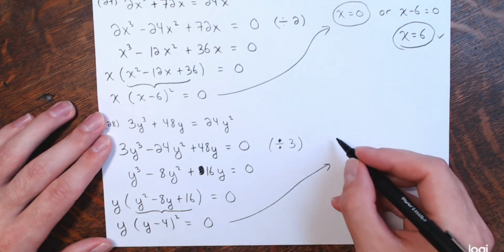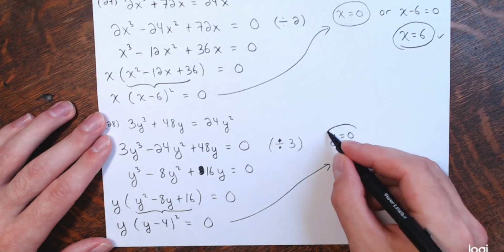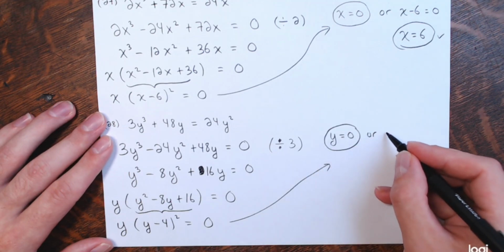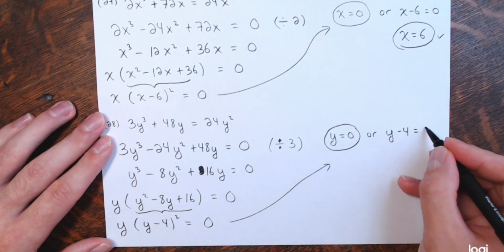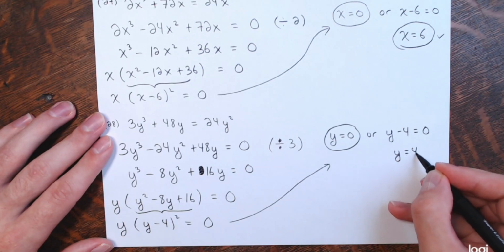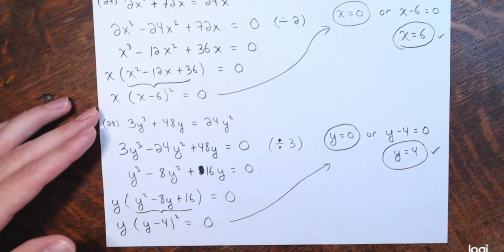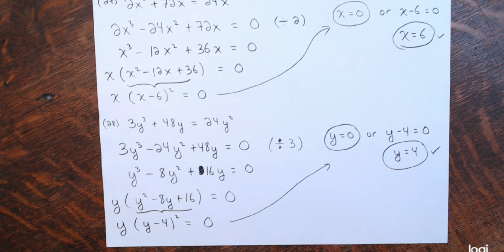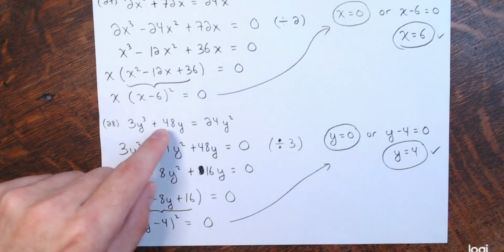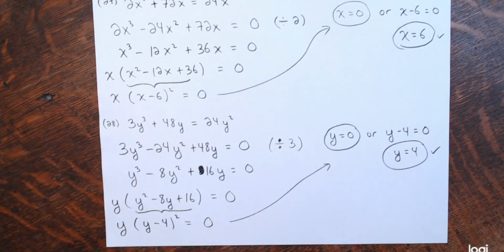So either y is equal to 0, so there's a solution, or y minus 4 equals 0, giving me y equals positive 4. And check again, these are the only two solutions to this. So check, 0 for y, 4 for y should make the original statement a true statement.